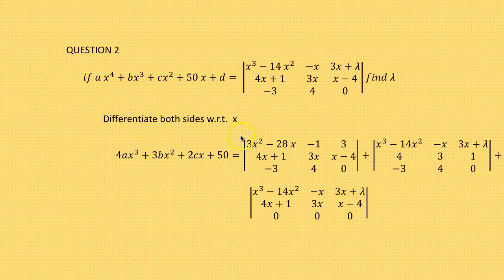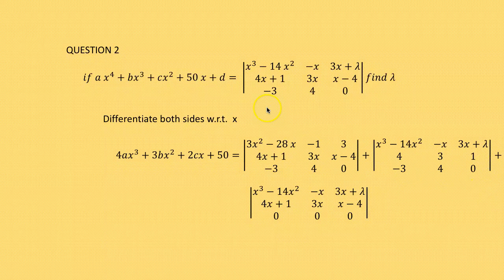Differentiate both sides with respect to x, so I get 4ax cubed plus 3bx squared plus 2cx plus 50. Here we are differentiating row wise. So the derivative of the first row would be 3x squared minus 28x minus 1 and 3. Keep the second row as it is. Derivative of the second row would be 4, 3, 1. Keep the first and third row as it is.